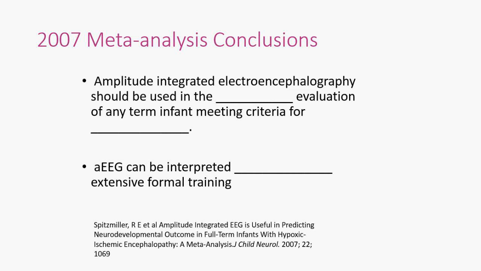But basically what he said is that amplitude integrated EEG should be used in the initial evaluation of any term baby meeting the criteria for cooling and really the criteria for HIE. And the other thing that he brought forth to us was that aEEG can be interpreted without extensive formal training. Although I think that the aEEG course that you've been doing online is quite in depth, it's not really extensive in the sense of taking you several years to finish or requiring any kind of fellowship. With just the basic knowledge, we all can begin to use aEEG confidently.